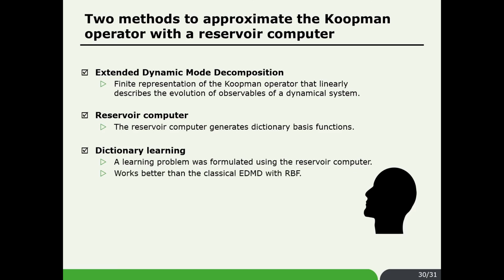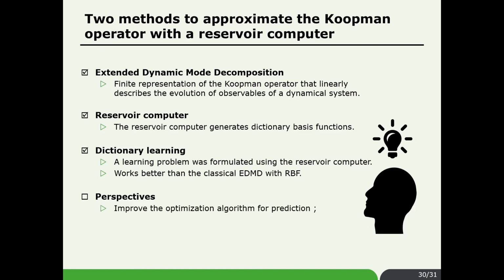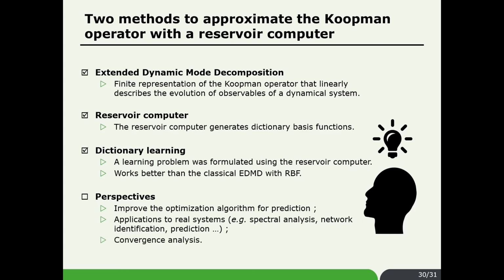The results are encouraging since on the considered examples, our methods work better than the classical EDMD with radial basis function. For the next steps, we propose some perspectives such as an improved optimization algorithm for prediction, applications to real systems, and formally doing the convergence analysis of the alternating optimization. Behind all this work, you will be able to find these references.